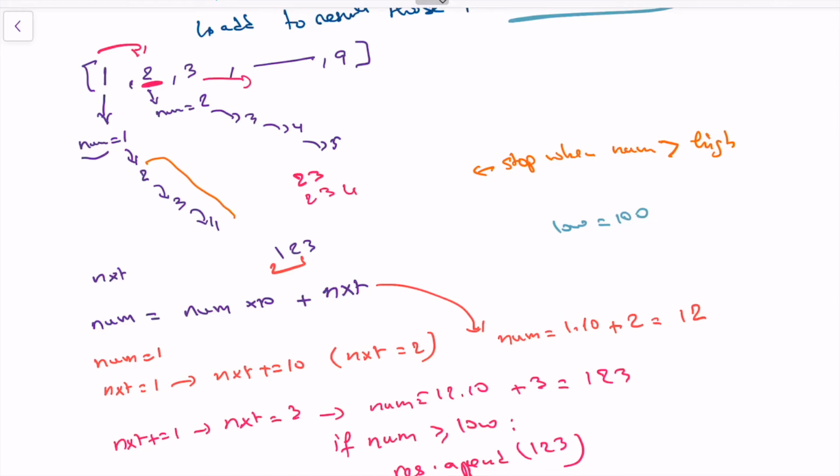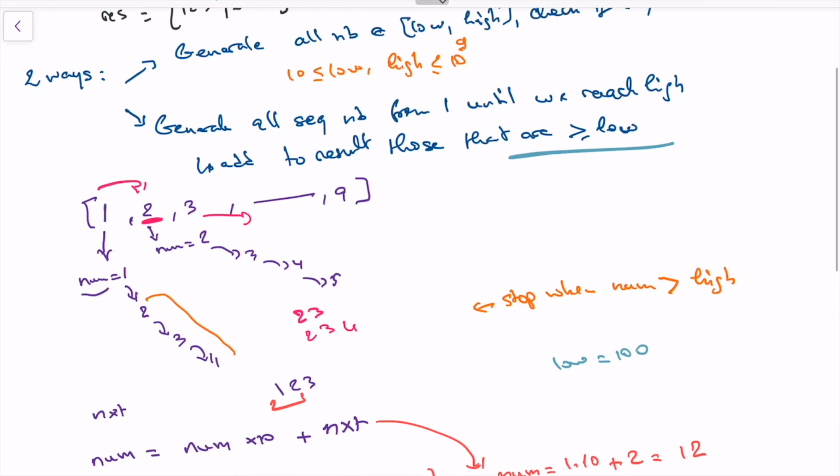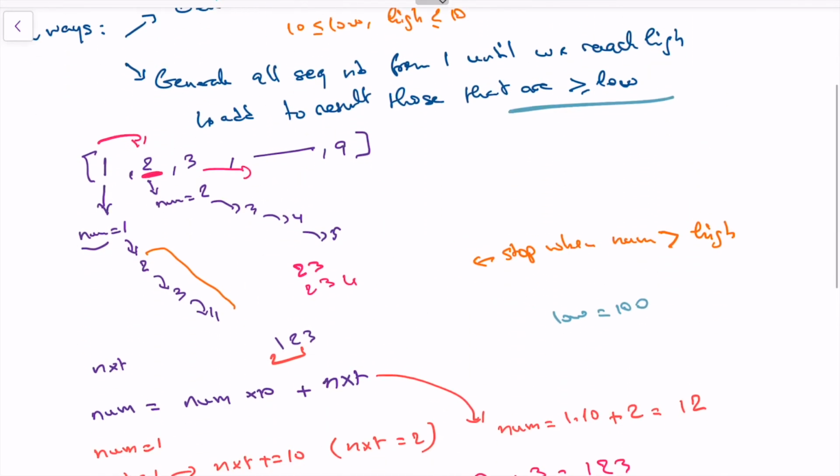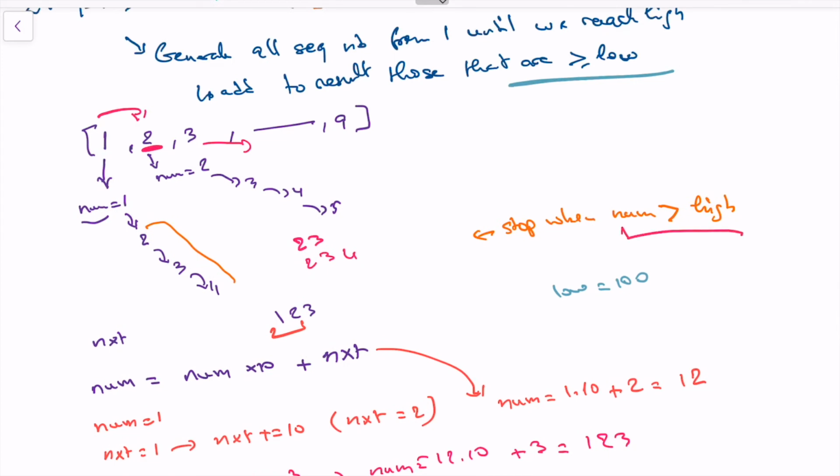And we try the same thing with 3. So we try 3, 4. That's not bigger or equal to low, so we'll try 3, 4, 5. That's bigger than high, so we exit. So you get the idea. This is the way we are going to generate them. And so you could see here, at most we will go through each digit, and as soon as it's bigger than high, we will stop. So when the number is bigger or equal to low, we will add it to the result.